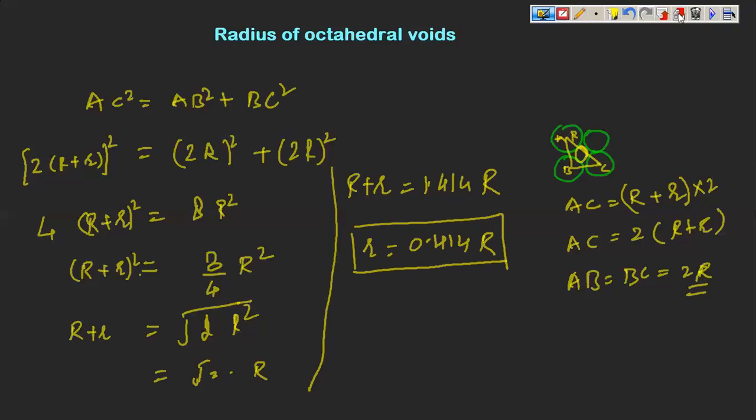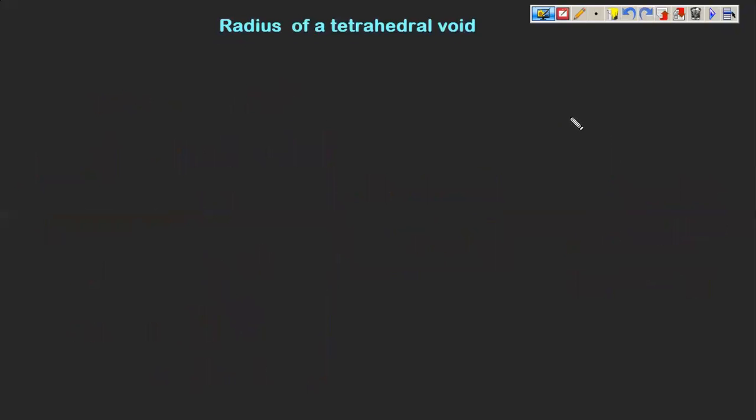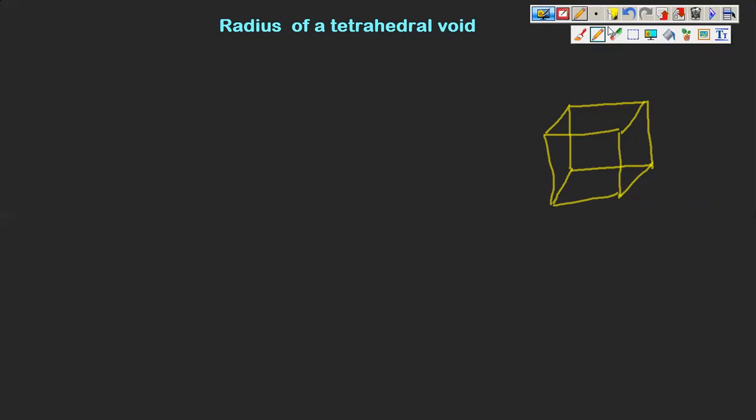Now we will calculate the radius of a tetrahedral void. We know very well a tetrahedral void is present inside the unit cell, like this. This is a unit cell and a tetrahedral void is present inside it. A tetrahedral void is surrounded by 4 different spheres. 1, 2, 3 and 4.